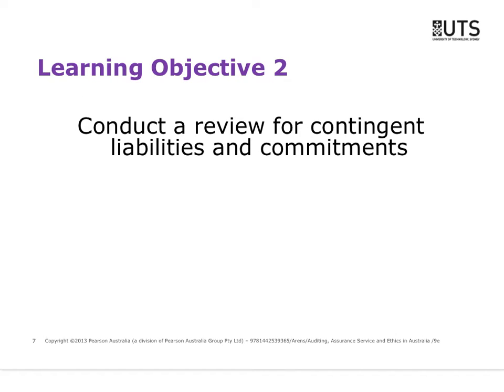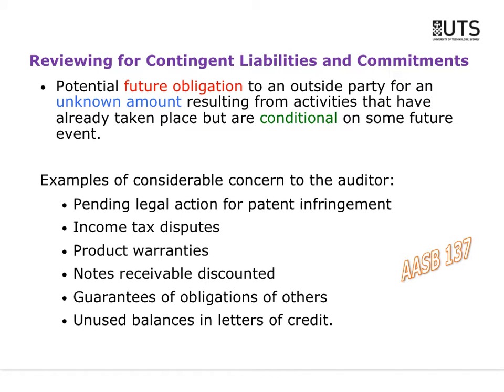So what do we have to do for contingent liabilities? What's a contingent liability? I sometimes call them maybe liabilities. A contingent liability is a potential future obligation. So it's not guaranteed, a potential future obligation for an unknown amount from something that has already taken place but is conditional on a future event.